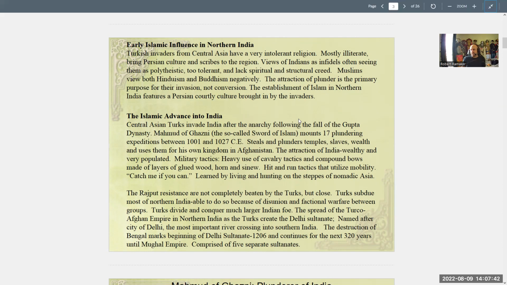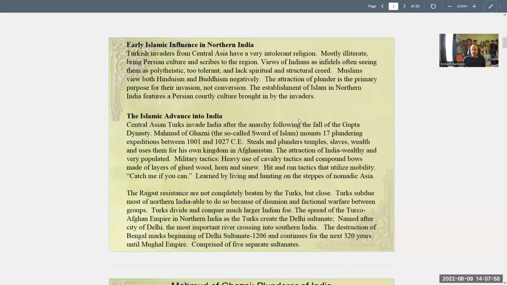And then basically taking back all the things that they want to his own kingdom. Eventually, he's able to do this because of his military tactics. Like other Turks, he had superior cavalry. The Turks were some of the best light cavalry in the world.